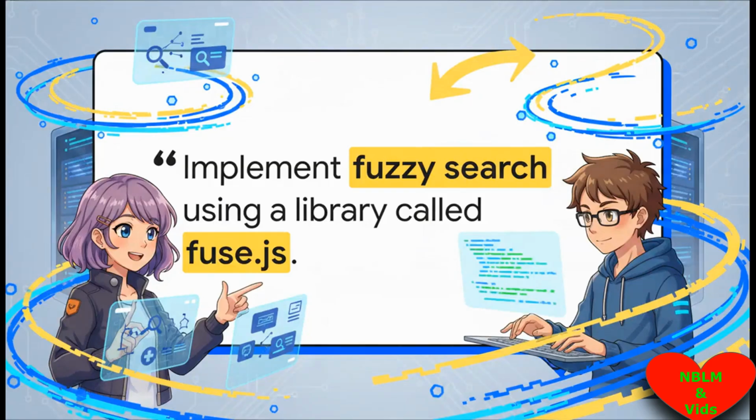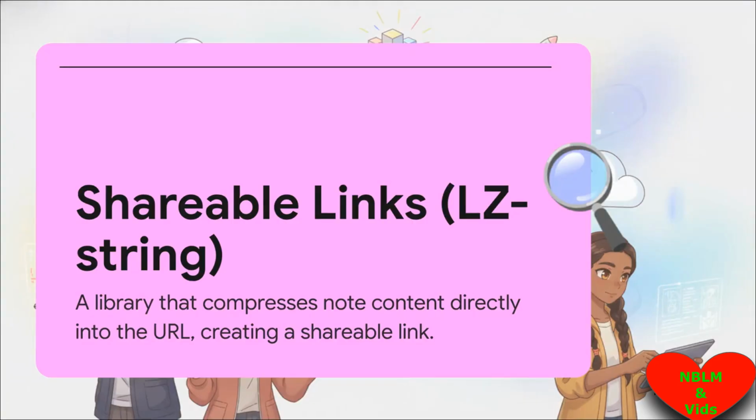And you're probably guessing what I'm about to say. Adding this professional-grade feature doesn't mean you have to rewrite your whole app. Nope. Once again, it all comes down to a single, clear prompt. You just tell the AI to implement fuzzy search using the Fuse.js library, and it does all the heavy lifting for you.